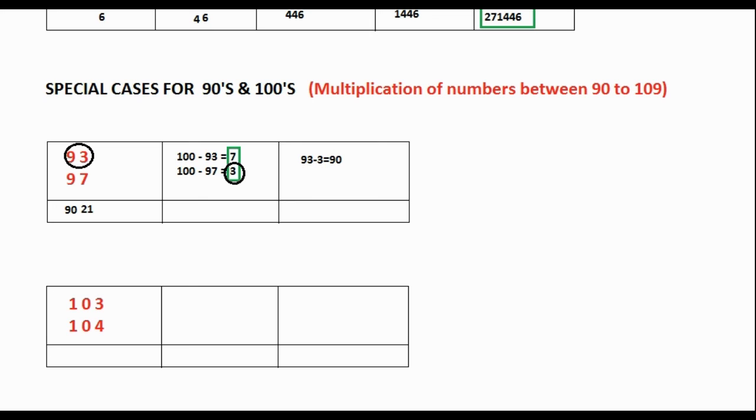So if the numbers are between 100 and 109, the steps are going to be almost same except the last step. In the last step, instead of doing the subtraction, we are going to do addition. Let us do this. The first step is same. Just subtract these numbers from 100. If you subtract 103 from 100, we'll get 3. If you subtract 104 from 100, we'll get 4. Just multiply these two numbers. 3 and 4 will give 12. Just write 12 right over here.